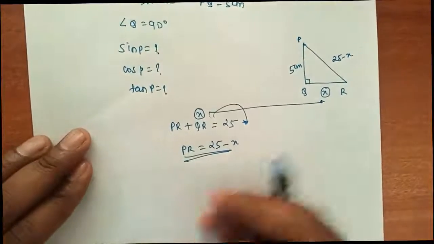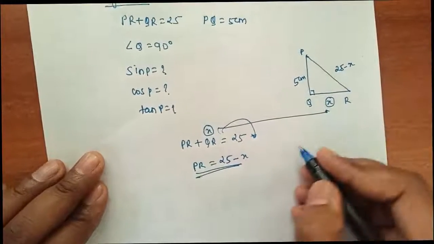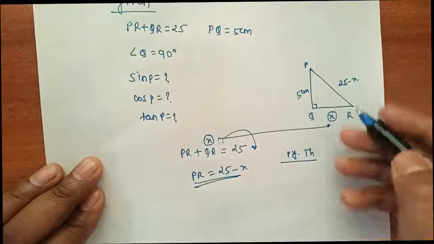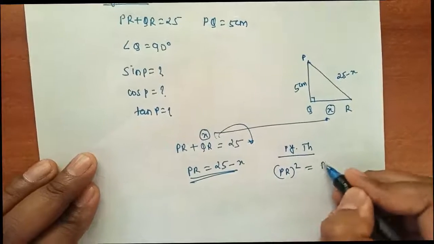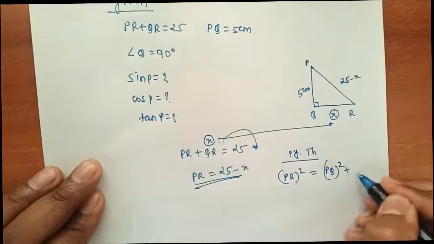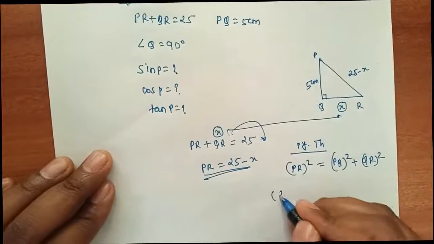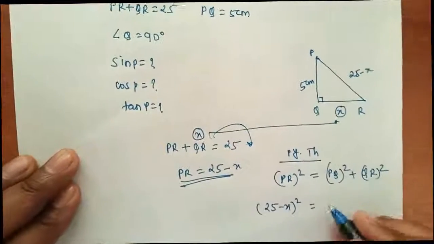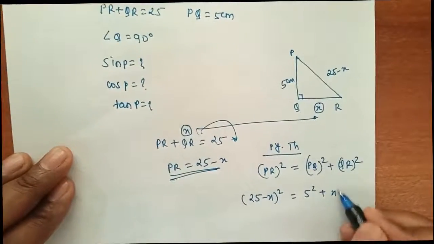So I can use the Pythagoras theorem here to find the actual values of PQ, QR and PR. By Pythagoras theorem, the hypotenuse square, that's PR square, is equal to PQ square plus QR square. So PR square is nothing but (25 minus X) whole square. PQ is 5, so it's 5 square, plus QR, which is X, so X square.